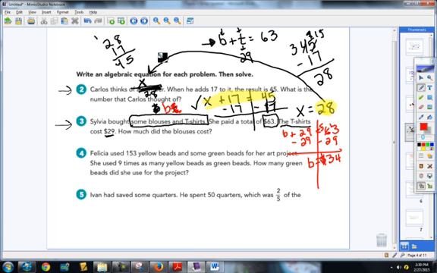Just to make sure, let's do 34 plus 29, and that's going to be $63, which is what we said it should be. So right there would be our answer. Okay.